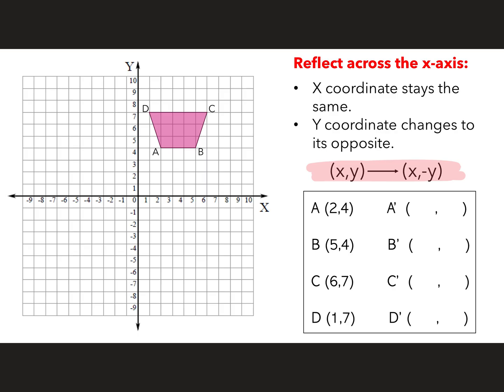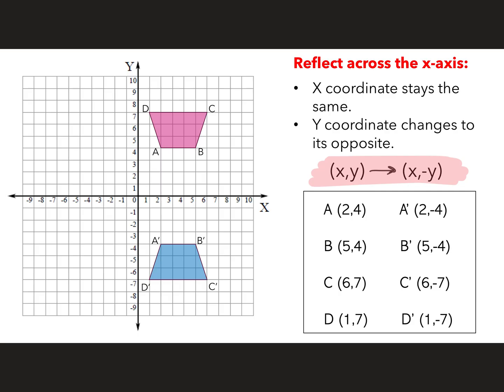So let's keep our x's the same, 2, 5, 6, 1, and change everybody else to their opposite. So opposite of 4 is negative 4, opposite of 4 is negative 4. And we have a negative 7 and another negative 7. And then I can start plotting those points. Let's see, 2, negative 4 is here, and 5, negative 4 is here. 6, negative 7 is here, and 1, negative 7 is here. And then I would connect my dots. There you go. I kind of like that, where I don't have to sit there and count the grid.